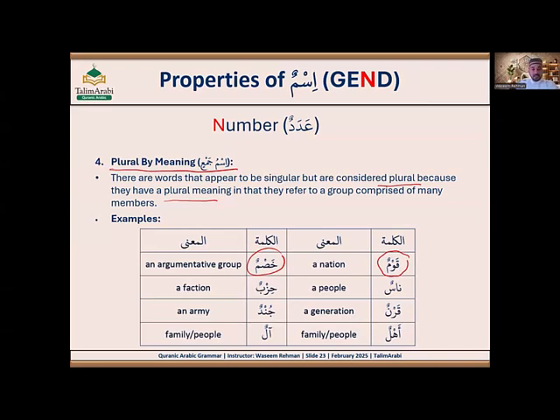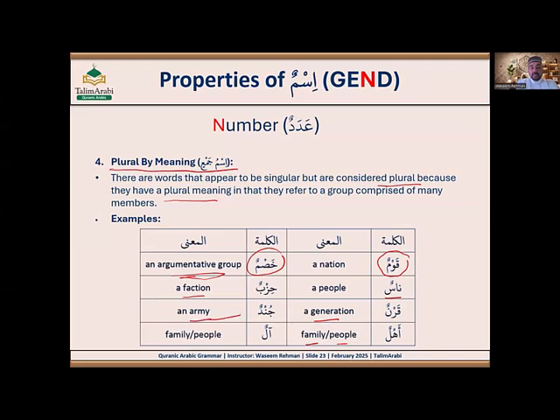Same like nation. Nation is one word, but its meaning is plural. So all these words, like qawmun means a nation, nas means people, qarn means generation, ahl means either family, mainly family, or people, right? Khasmun is an argumentative group, like a group that is arguing. Hizbun, a faction.